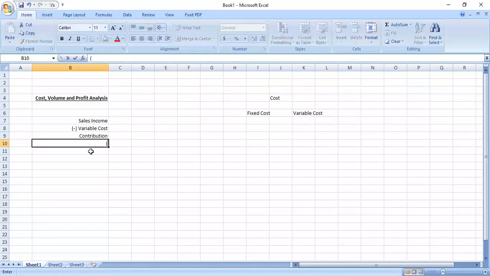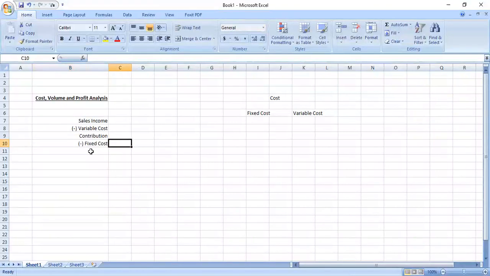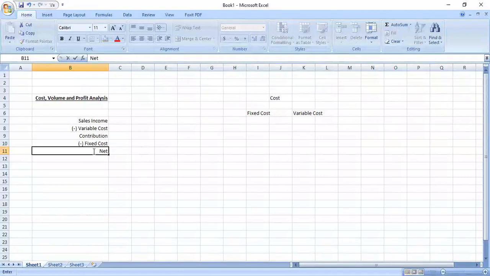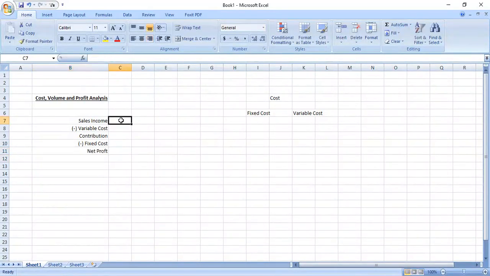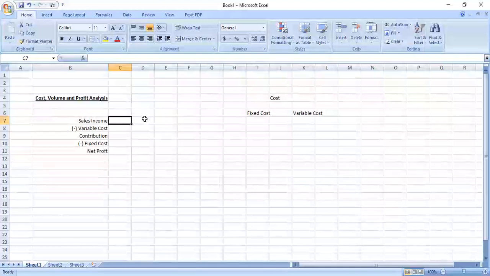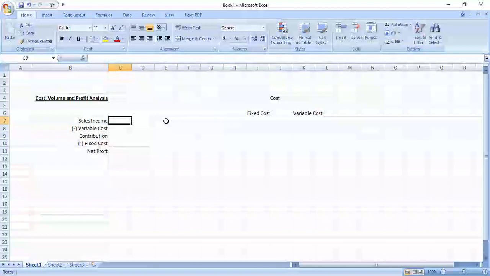And from contribution we have to deduct the remaining cost item, which is the fixed cost. If you deduct the fixed cost, the remaining is what we call net profit. Let's say I'll put numbers. Let's say your sales income is 100,000.